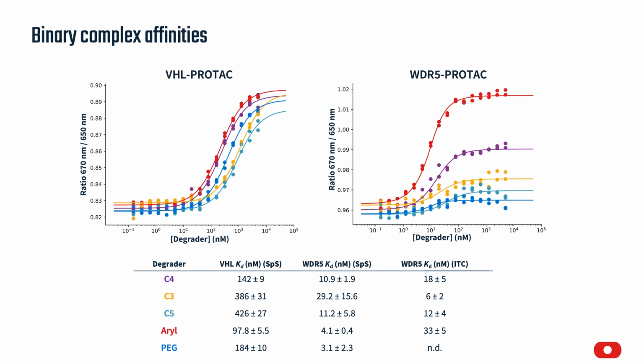Moving on to the numerical KD values, you can see in this table down here that we were able to determine a KD for each of the 10 interactions that we tested. We were able to compare the WDR5 data with the results that we had made available to us by the ITC data. And in all cases, those KDs were quite comparable to each other, with one exception being the PEG linker degrader molecule, for which the binding affinity to WDR5 could not be determined with ITC.